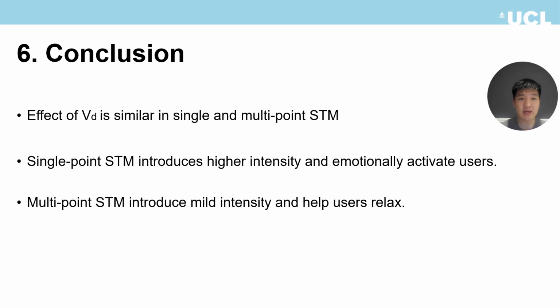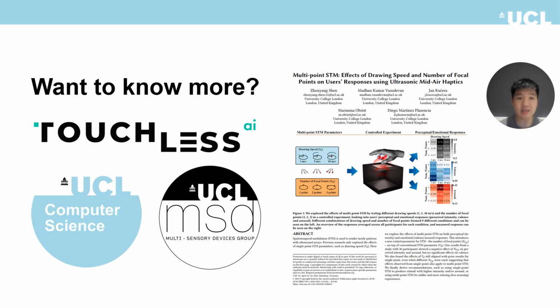In general, we found that how modulation parameters in single-point spatiotemporal modulation affect the user's perceptual and emotional responses shows a similar trend when multiple focal points are used. This encourages us to reuse the knowledge and lessons learned in previous research for a new technique. The single-point spatiotemporal modulation should be used when we want to introduce stimuli with high intensity and also emotionally activate users. The multi-point spatiotemporal modulation should be used when we want to introduce a stimulus with mild intensity or help users to relax.